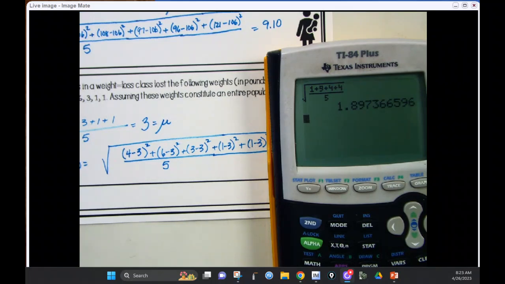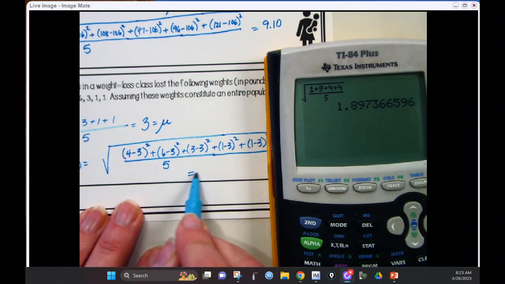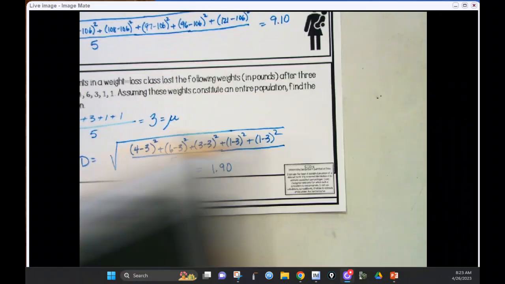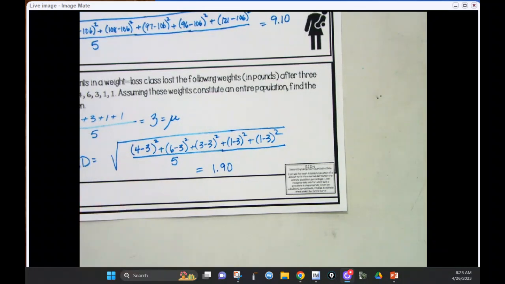1.89 if I'm rounding to the nearest hundredth. That again is 1.90. Now remember, today all this is a gee whiz. Okay, we got a number. It's the standard deviation. Next lessons, we will start to learn what it means.